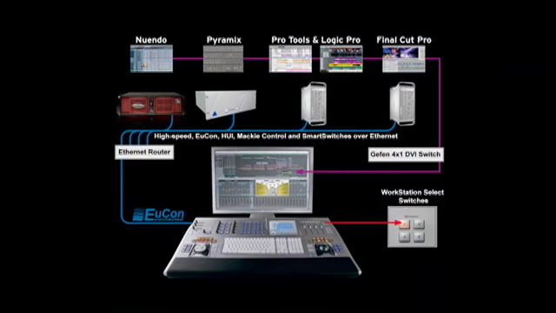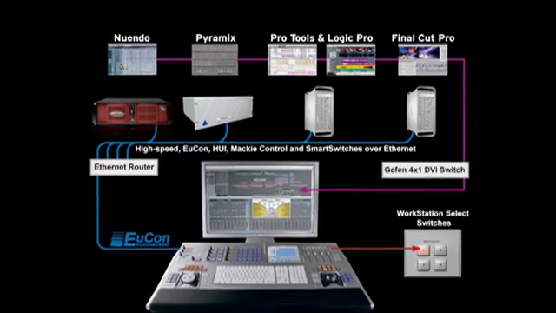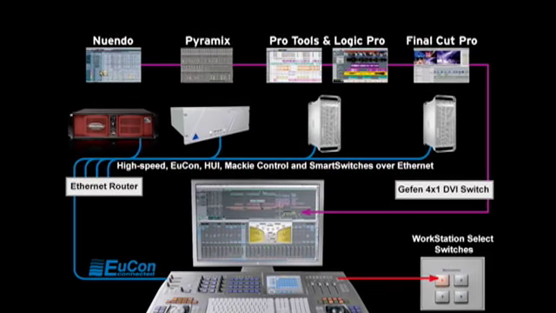The MC, as well as every workstation in your facility, attaches to an Ethernet router. Each audio or video workstation that you wish to control from the MC must be running the Euphonix client application software in the background. This allows the MC to find and connect to different workstations, either Macs or PCs.